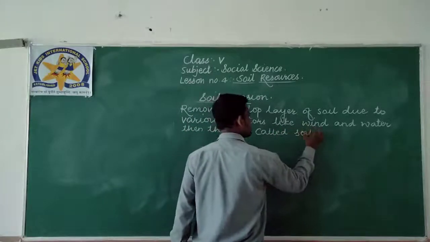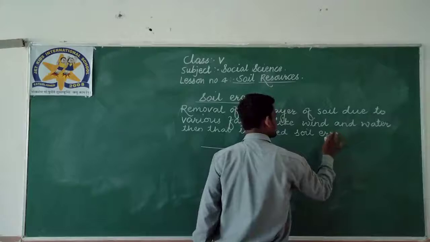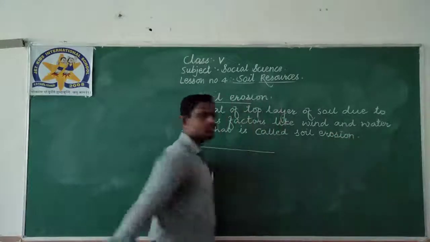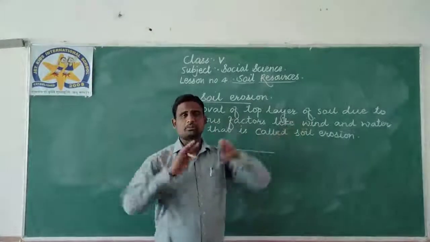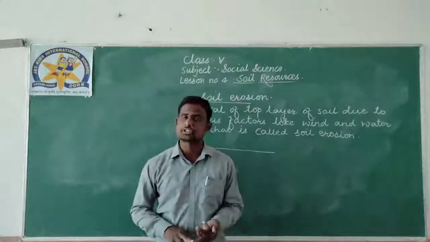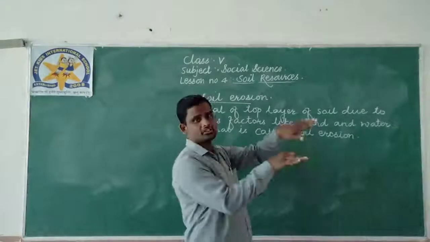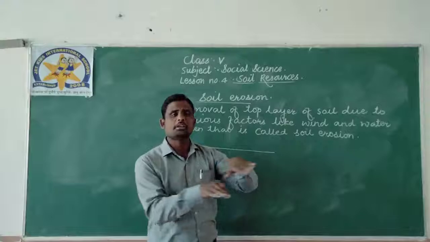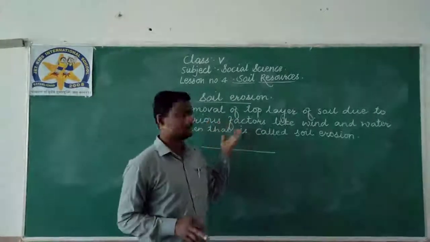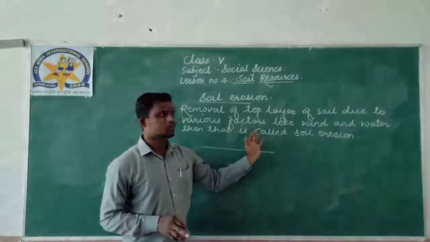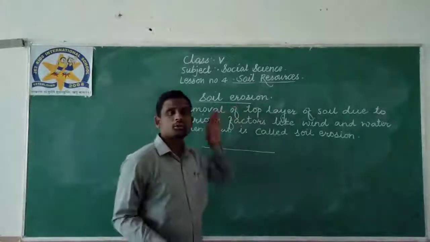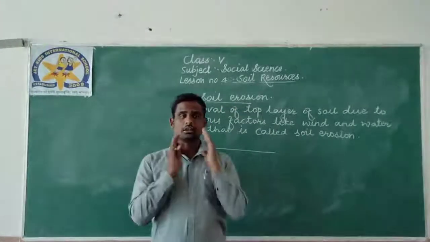So here, soil erosion. Suppose the top layer of the soil is there, and various factors like wind and water make damage to the top layer of the soil, then what happens? Soil erosion takes place. So here is the definition. Please note down this definition in your notebook. So it is about soil erosion. So what is soil erosion then?